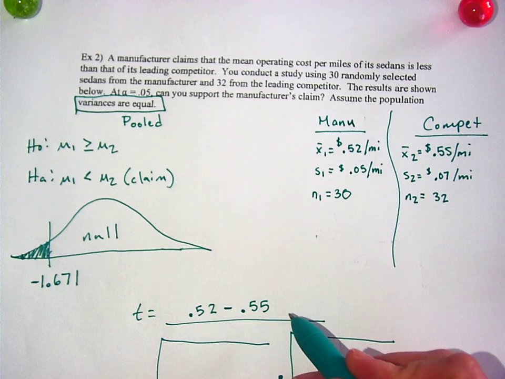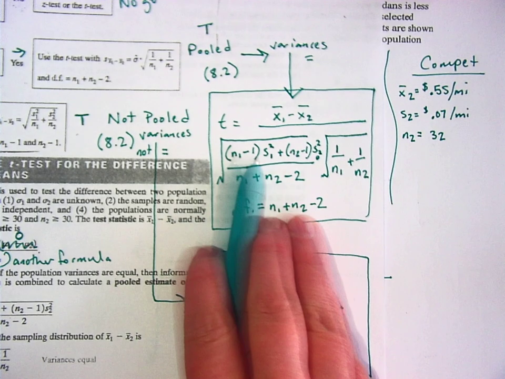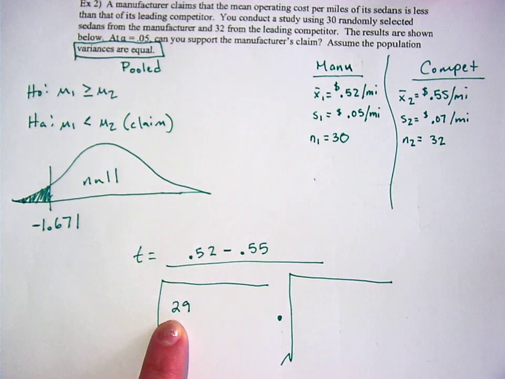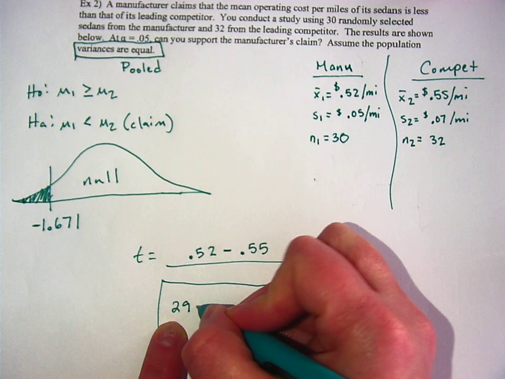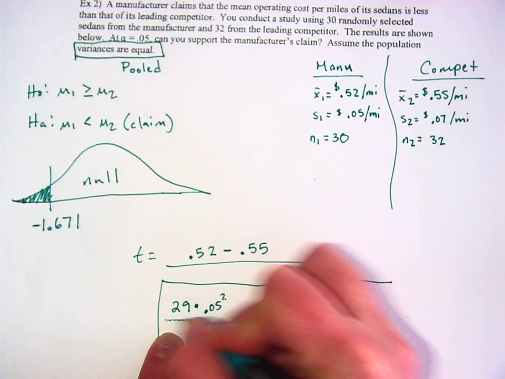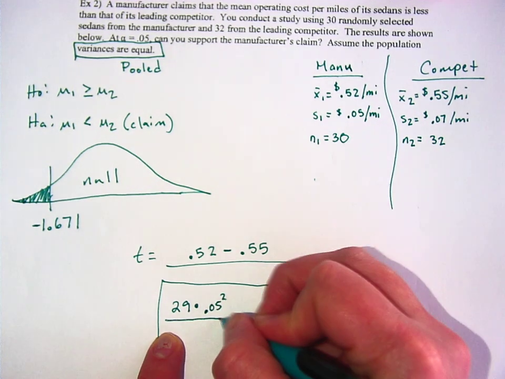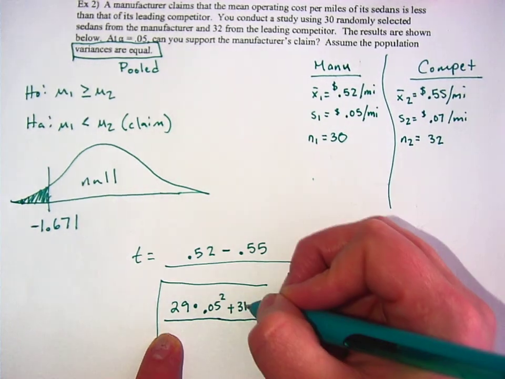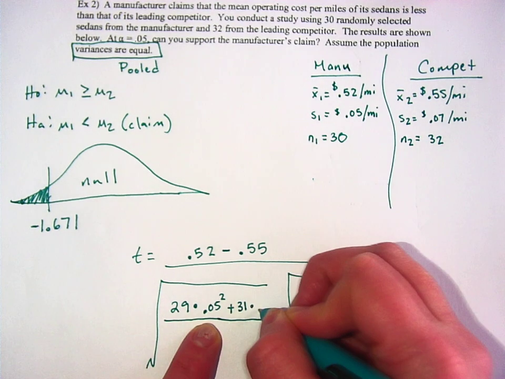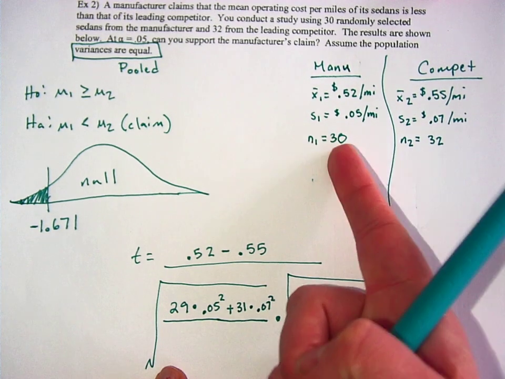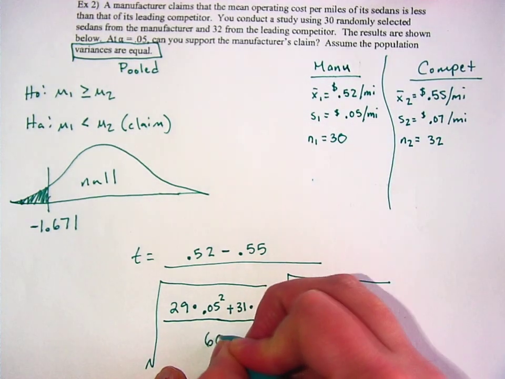Okay, so 0.52 minus 0.55, and then underneath is N1 minus 1, so I'm going to say 29. I could write 30 minus 1, but I'll just write 29, times the standard deviation squared, so 0.05 squared, plus N2 minus 1, which is 31, times that variation squared, over 30 plus 32 minus 2, which we said was 60.